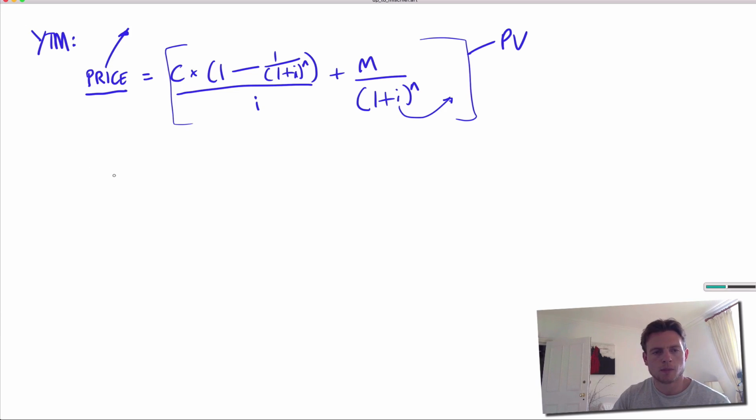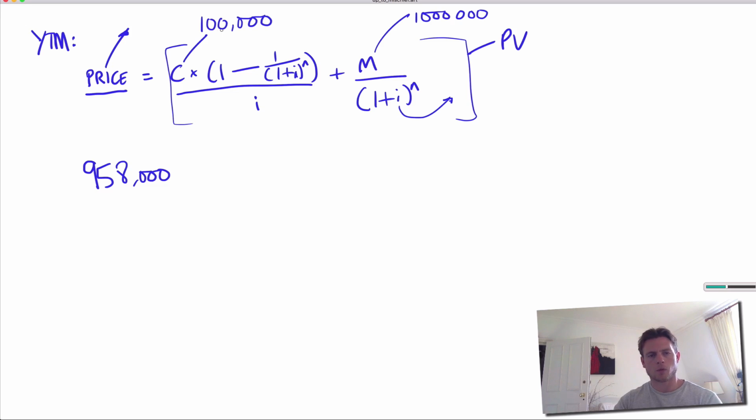So if somebody says to me, okay, the bond that we talked about just 2 minutes ago, the current price is £958,000, and M, we said, was £1 million, and C was £100,000.